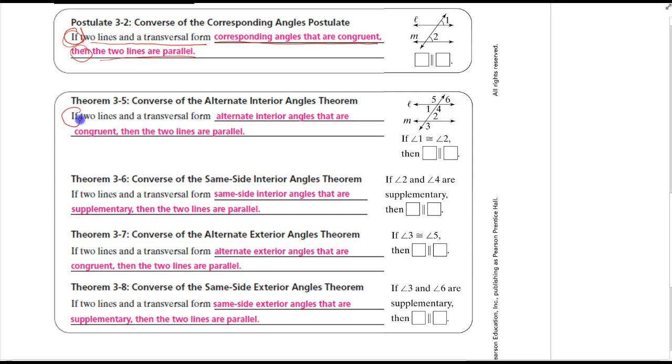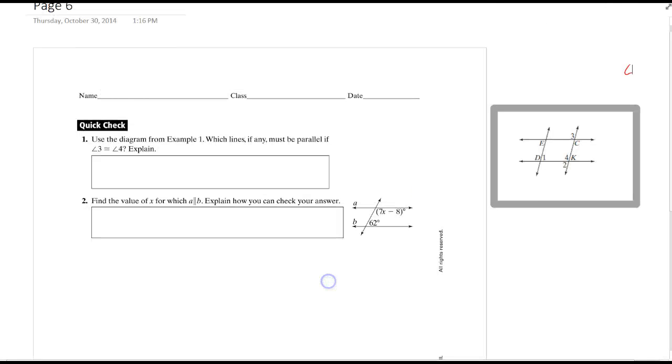And there it is again. If alternate interior angles are congruent, then two lines are parallel. So these are just the converses of all the things that you were working on in section 3-1. So here are the things that we know. In postulate 3-2, I've got two lines in a transversal, and some of these arcs are showing me that the angles are congruent. So I am given that angle, hang on, sorry.